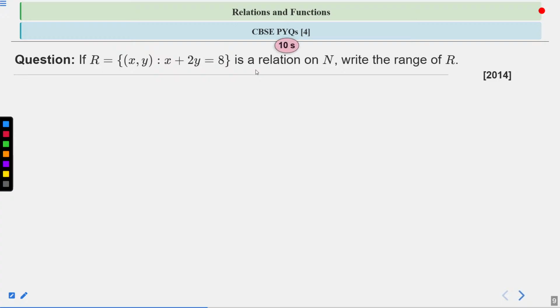You have 10 seconds to solve or think about this question. After that, we will discuss the solution part. First, we can discuss what domain and range are. It is defined as a relation on all natural numbers, right? So x is the domain, and y is the range.